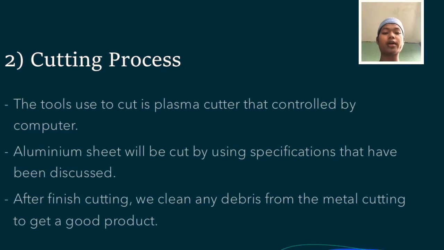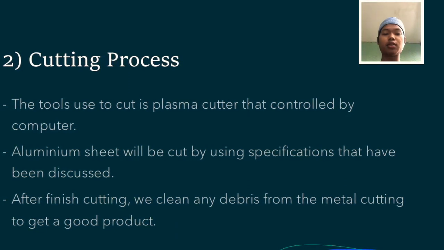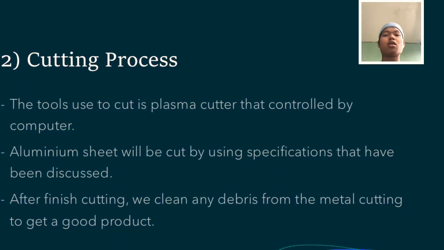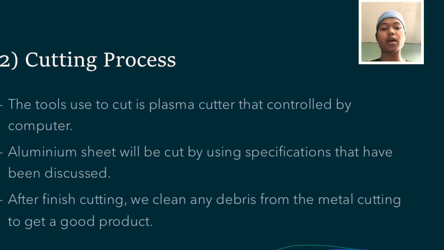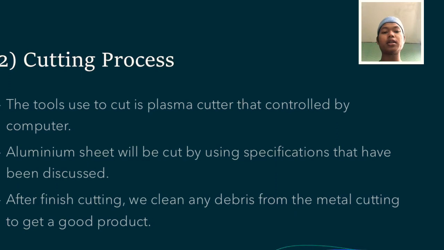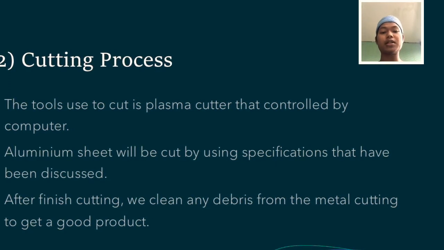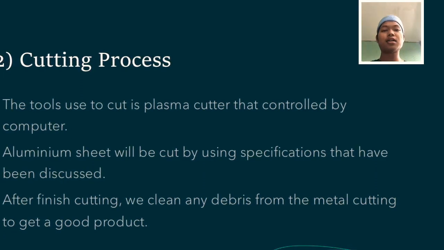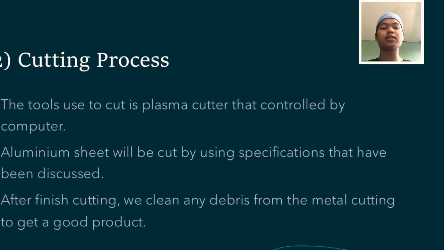Then we also cut out a round shape from the rectangle shape to make a hole for a filler pipe. After finishing the cutting, we will clean off any debris from the metal cutting to get a good product. Then the leftover aluminum after the cutting process will be recycled for other material, for the other fuel tank.